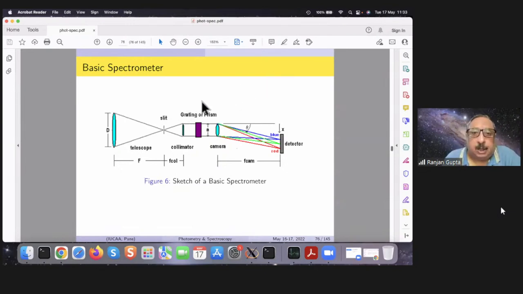Now, this is the dispersing element, which could be a prism or grating. And there is a lens here called the collimator. Almost 99% of the time, the disperser is kept in what is called a parallel section. So the light gets focused by this lens, and it makes it parallel. Then again, you have another lens to focus it on the detector, which could be a screen or a CCD or photographic plate.